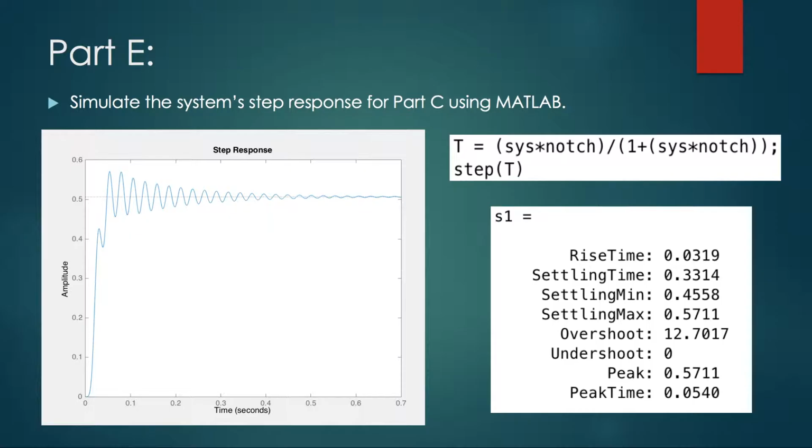Part E, simulate the system step response for part C using MATLAB. So there is the new system equation essentially, and there's the step response for it and the code to do so. There's a step info rise time of 0.0319. It has a peak time of 0.054, but its peak is only at 0.5711, which isn't desired, and so it has quite a bit of error. We end up with a 12.7% overshoot, and that's most of the important information.